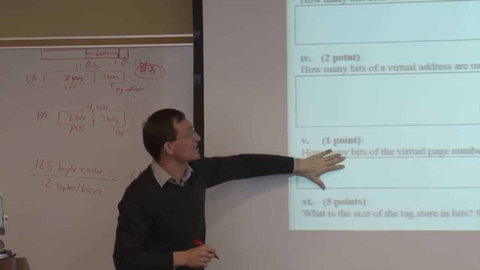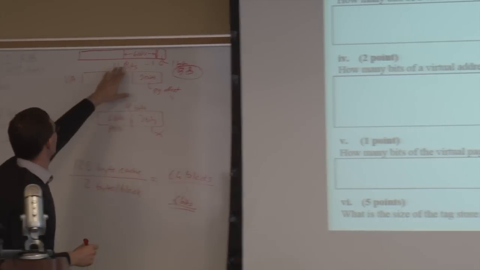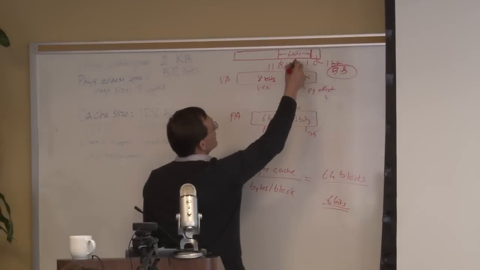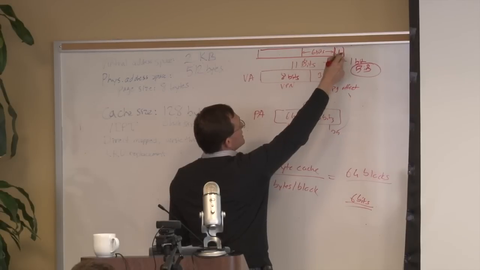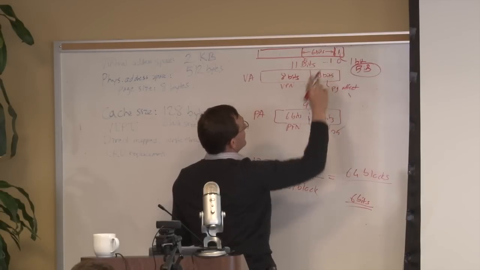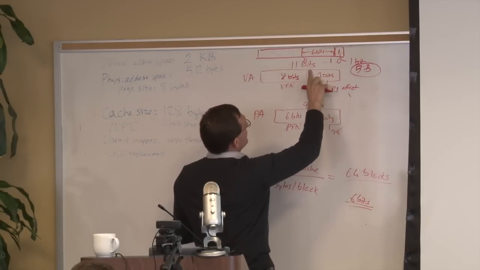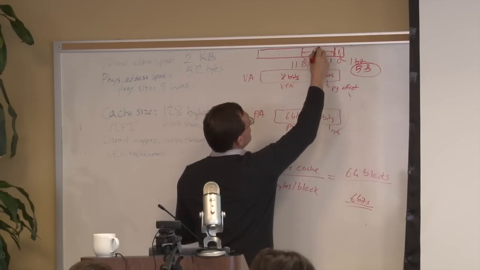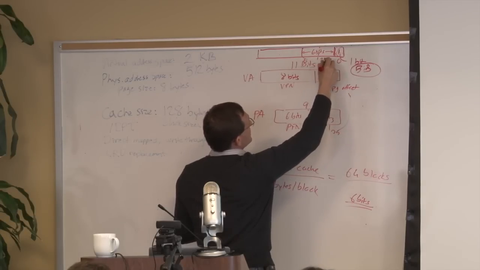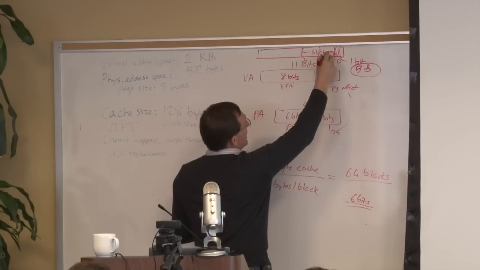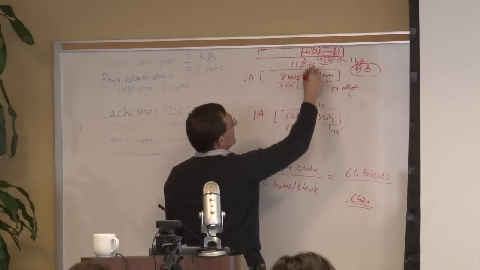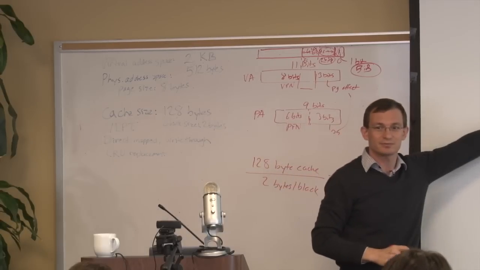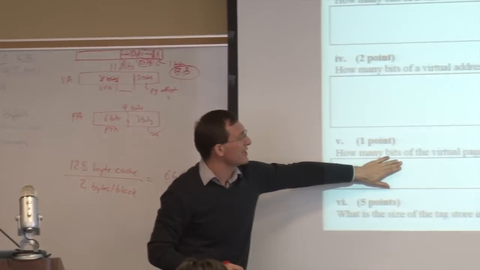How many bits of the virtual page number are used to index into the cache? Well, once you answer this, this is easy, right? You have 6 bits here and 1 bit byte in block. You have 7 bits coming. Well, I guess that's not a good way of looking at it. Let's do this. You have 3 bits here. You have 1 bit here, which means that 2 bits of the page offset actually overlap with the index, and the remaining 4 bits of the index must come from the virtual page number. So the answer here is 4. Okay? Well, we talked about that.